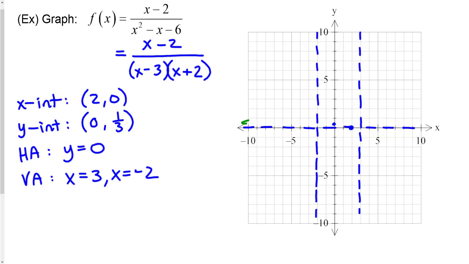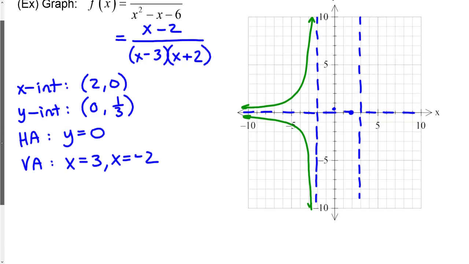So either on this interval, my graph looks like this, or my graph looks like this. The asymptotes bend your graph toward them. Okay? That's the only two options there. But without a sign chart, I can't really rule out either one at this point. So I'll do a sign chart.